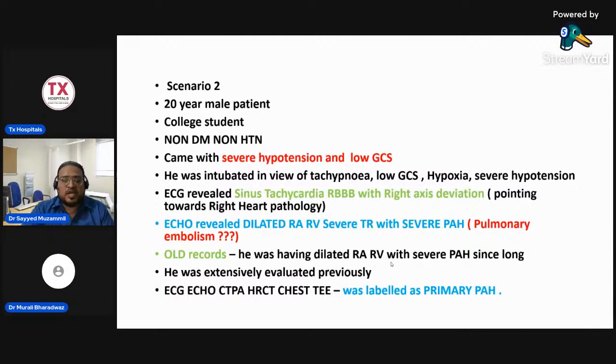severe PH. They did ECG, they did echo, they did transesophageal echo to see if they are missing any atrial septal defect that may be reason of RA, RV dilatation and PH. HRCT chest to see for any lung disease, CT pulmonary angiogram to see if he has suffered any chronic thromboembolic pulmonary hypertension. Everything was done. After that, he was labeled as case of primary pulmonary arterial hypertension.